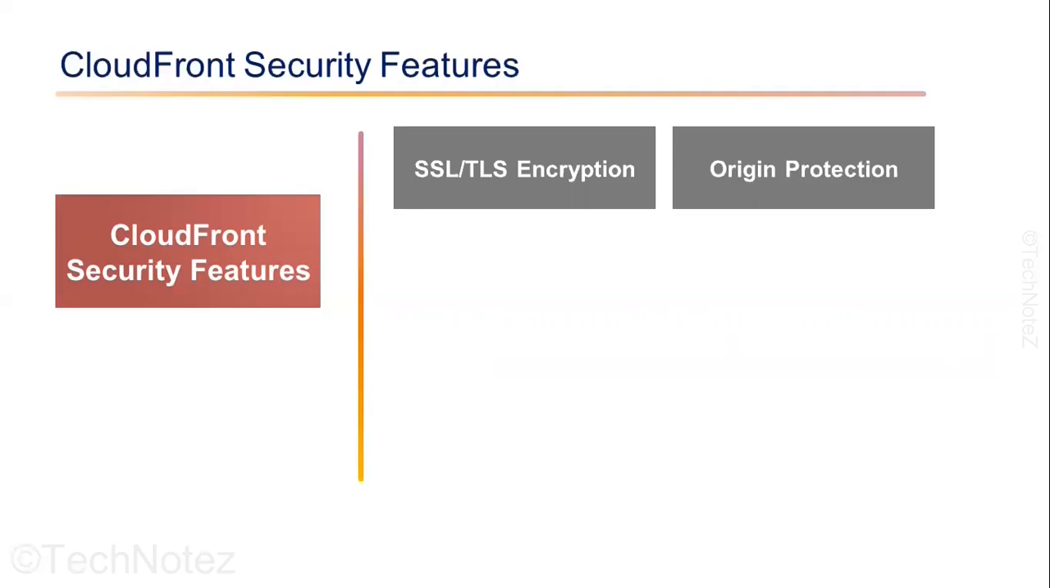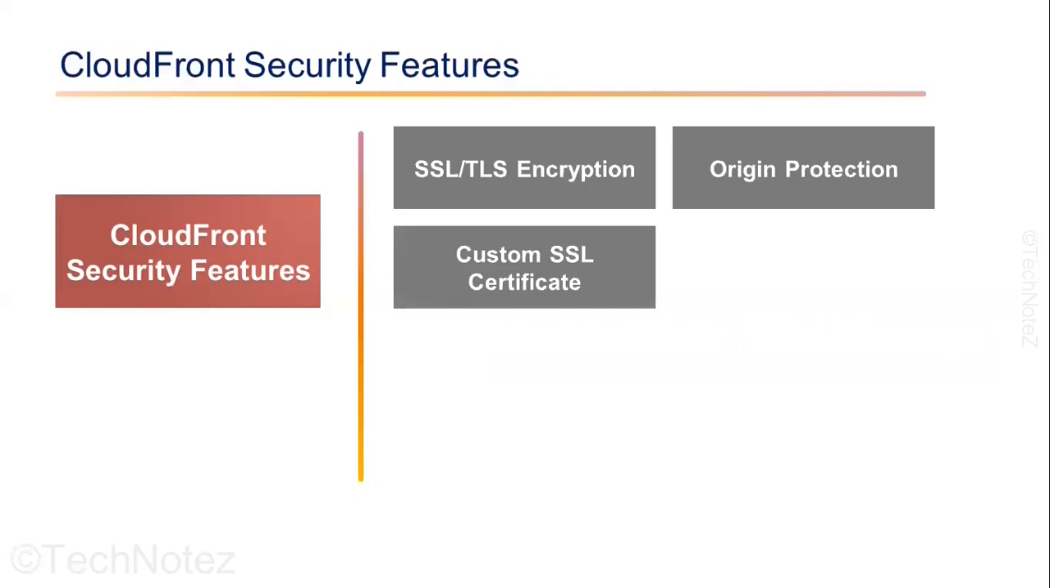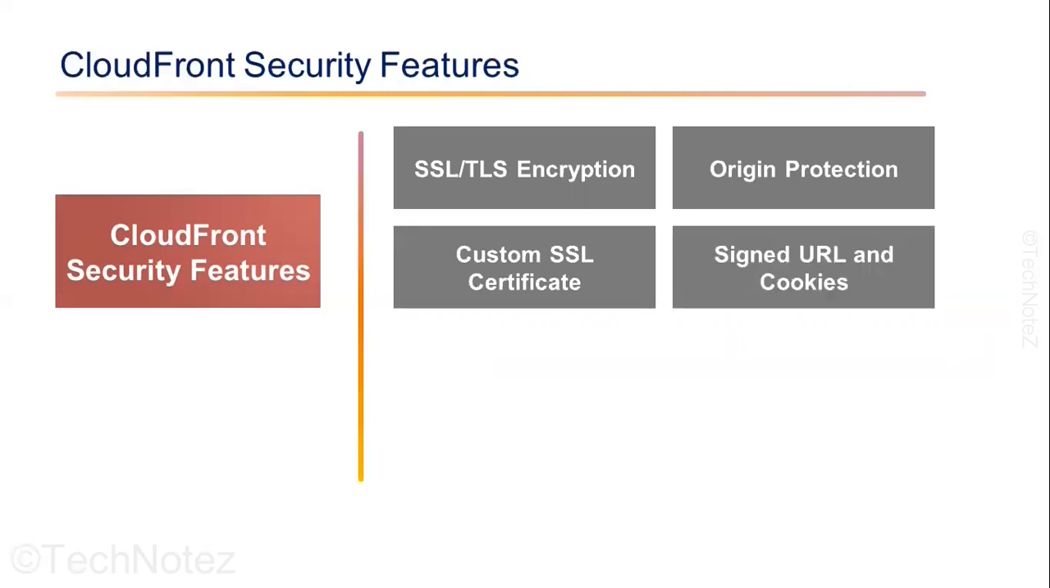CloudFront allows you to restrict the access to your origin server to only CloudFront IP addresses, which helps prevent the unauthorized access to your content. Custom SSL certificates: you can use your own SSL/TLS certificate to secure the connections between CloudFront and your users. Signed URLs and signed cookies: you can use signed URLs and signed cookies to restrict the access to specific content to only authorized users.